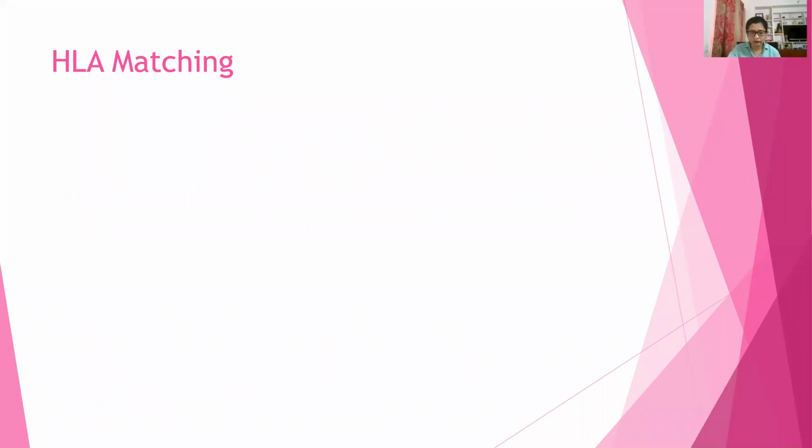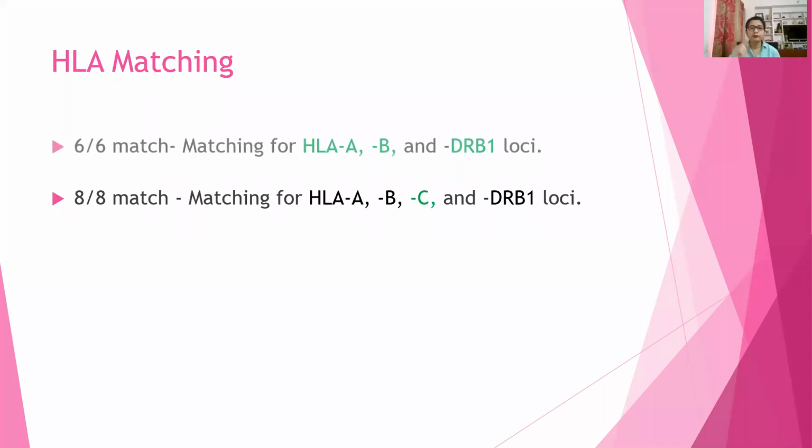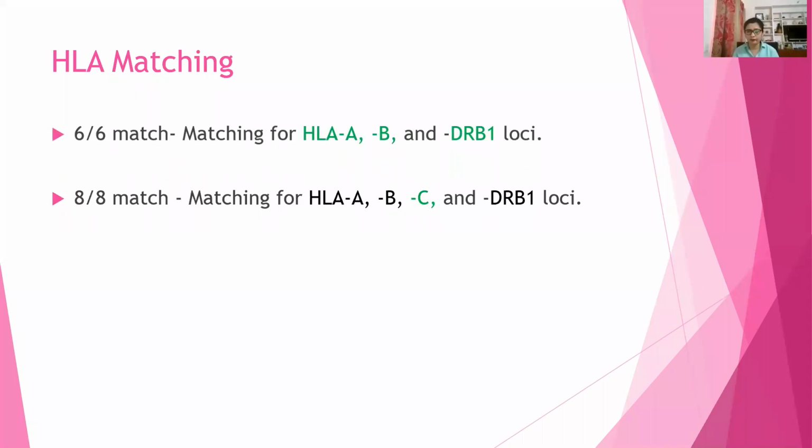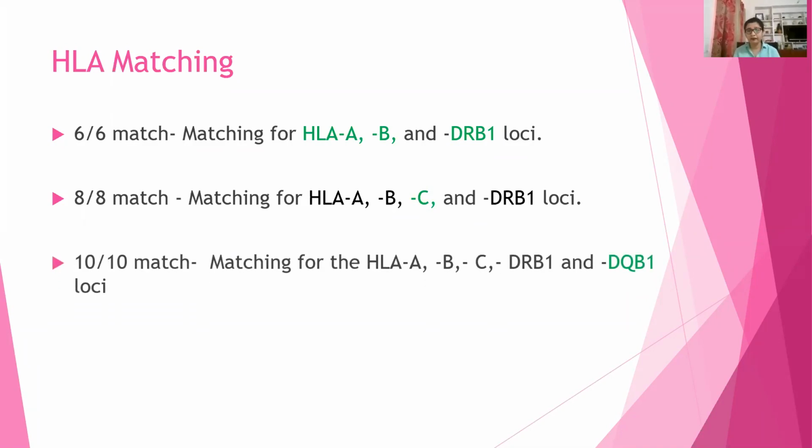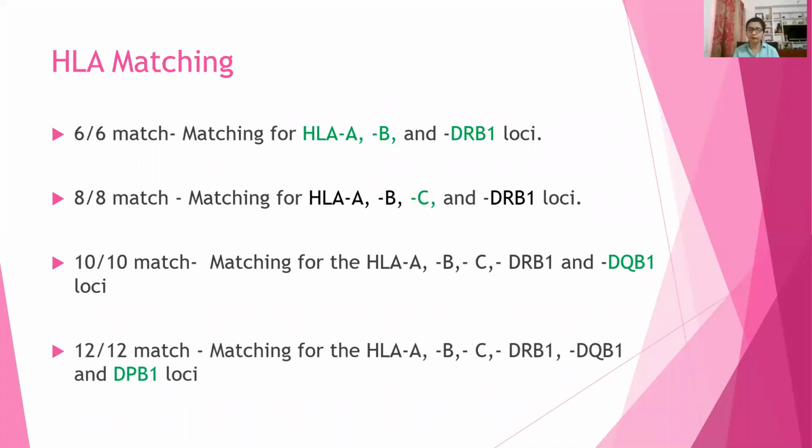Before that there was 6x6, which was used more earlier for umbilical cord as well. Nowadays we believe that 10x10 or 12x12 is the best, but still a few people for umbilical cord still do a 6x6 match, which is HLA A, B and DRB1. When we add the C locus also, it becomes an 8x8 match, and when we add DQB1 also, it becomes a 10x10 match, and when we add DPB1 also, it becomes a 12x12 match. And always more is better than less, so the more you match the better it will be.